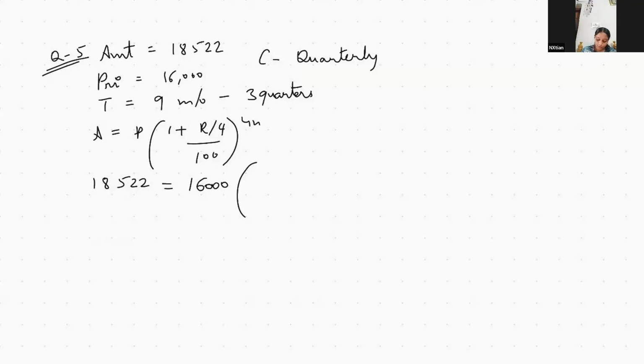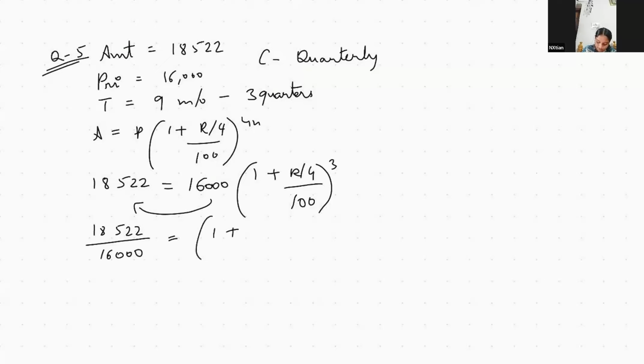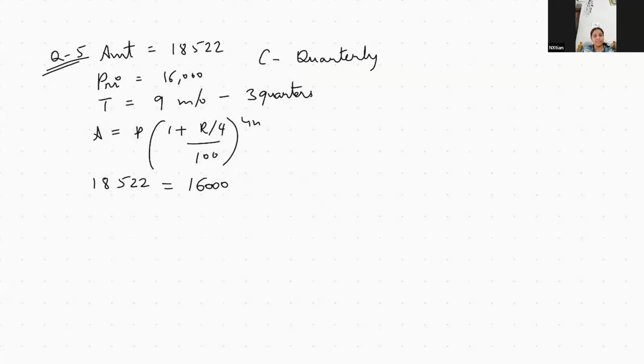Let's see how. 1 plus r by 4 by 100, raised to the power 3. Take 16,000 this side: 18,522 by 16,000 equals 1 plus r by 4 by 100. Now divide 18,522 and 16,000. First cancel as much as you can, and then you divide it.